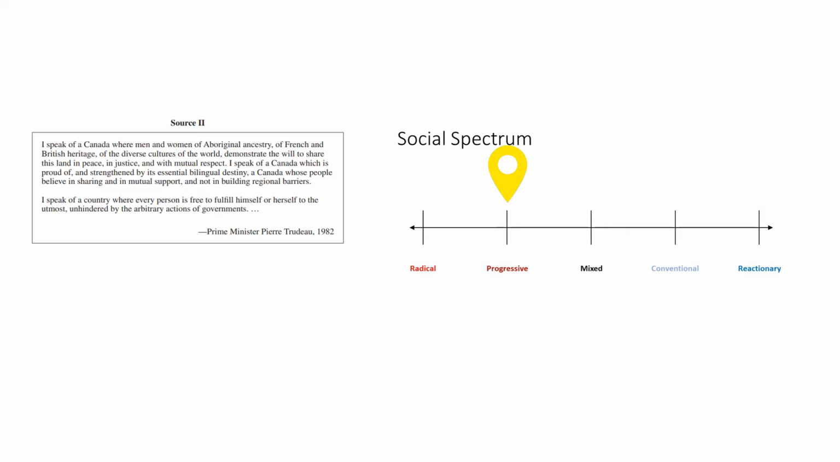Here, in source 2, we have a quote from Prime Minister Pierre Trudeau. Here he talks about Canada and its various communities based on culture and language, and the protection of those things through the Charter of Rights and Freedoms. This quote would have a more progressive position in that change comes about through legislation and democracy, and is moving in a positive way to protect those individual rights and freedoms.